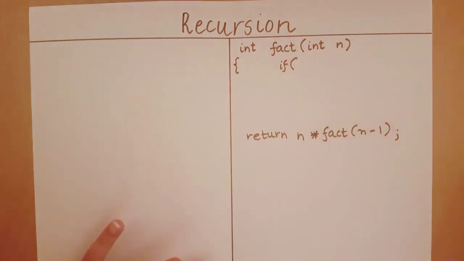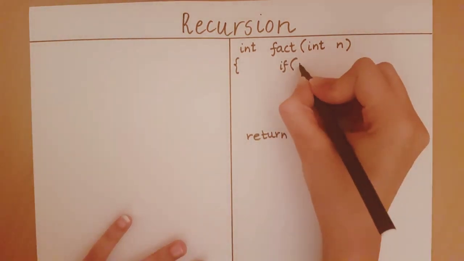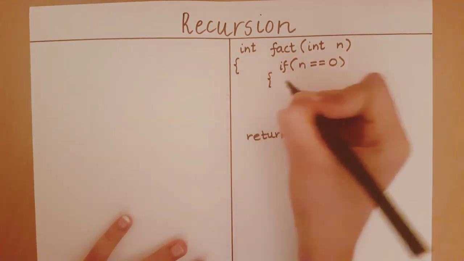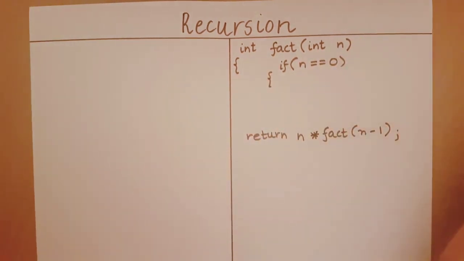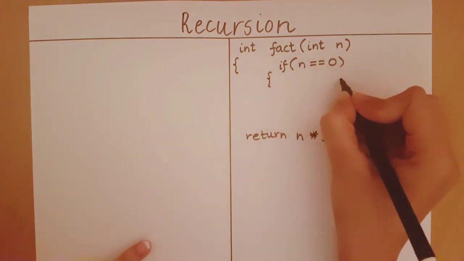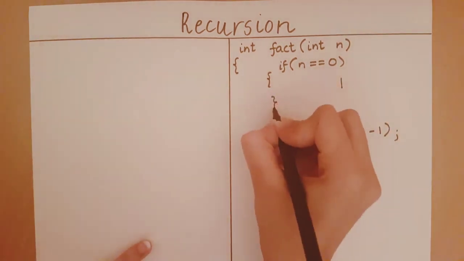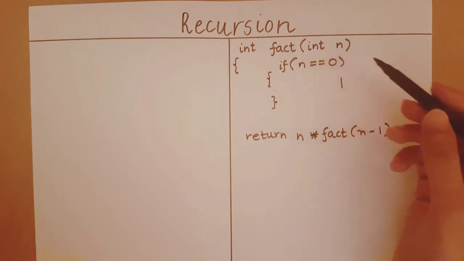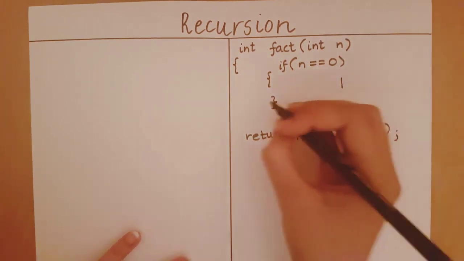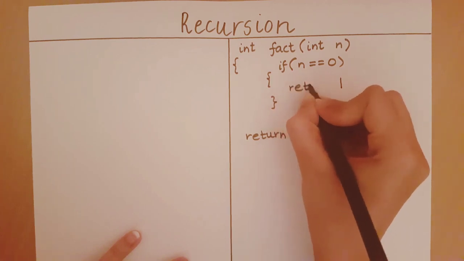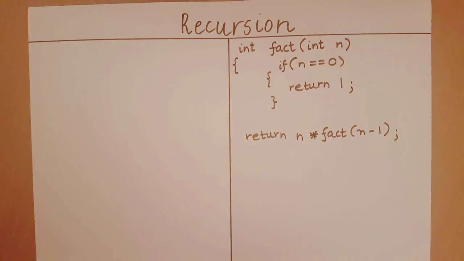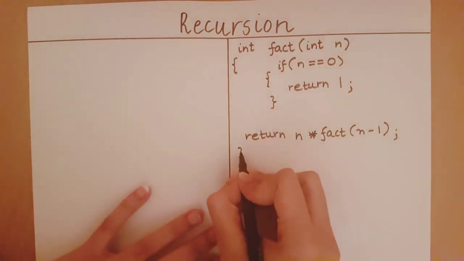So what was that condition? We said that if n is equal to 0, we say that the solution is 1. So when we had to calculate 0 factorial, we said that the solution was 1. So of course we want to return the solution. So this is it. That's all the code is for recursion.